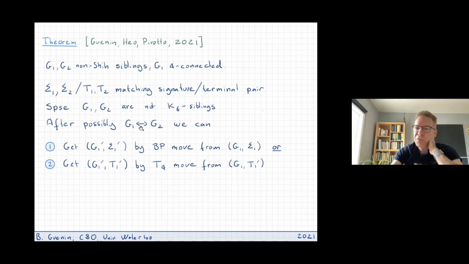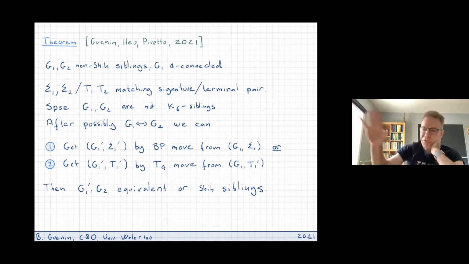And I'm going to do one of two things. I either do one of those blocking pair moves, or I do one of those T4 moves. I do one of the two, and I just do it once. I don't string up operations. I just do them just once, right? And then I claim that what I get is a pair of graphs which are either equivalent or the Xi siblings, right?